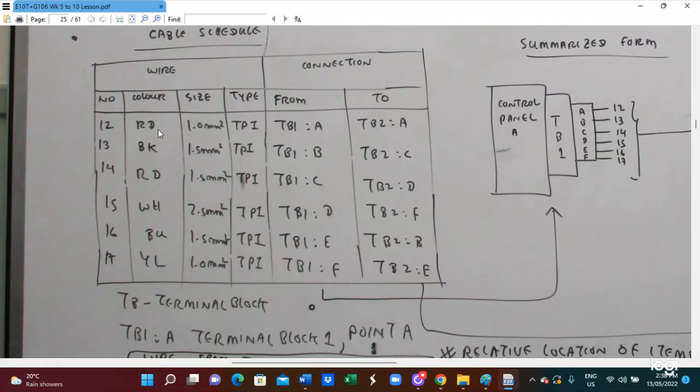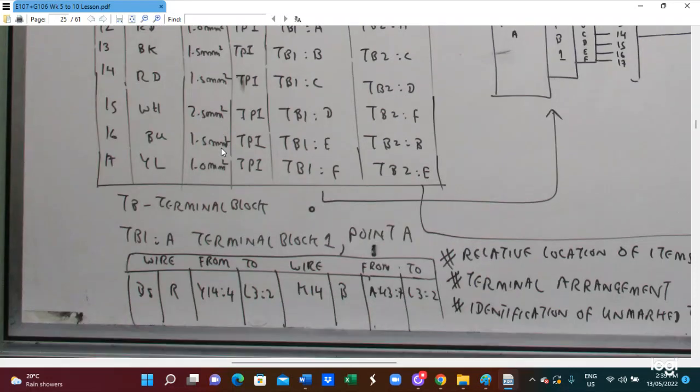So that cable schedule is a connection. Number 2 has color red, cable size 1 millimeter square, type T1, from TB1 A to TB2 A. So this is a sample diagram of how to write the cable schedule. In this case, you have to mention the cable color and the size of the cable and from one point to another point.